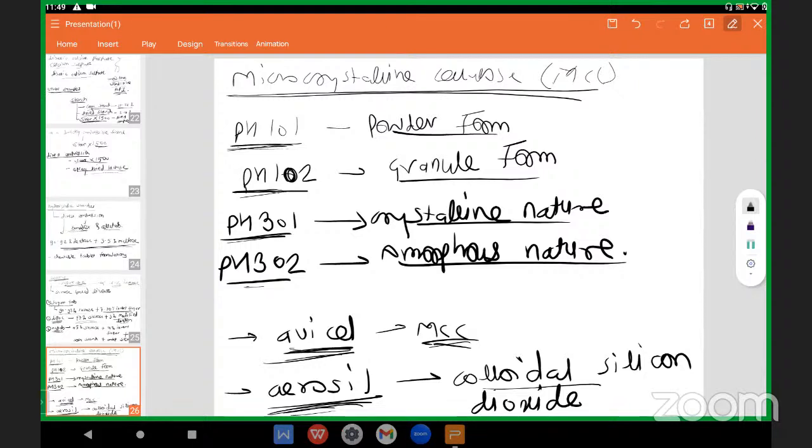Okay, what is the category pH 101? It is a powder form. If you see the 102, it is a granule form. Okay, 301, if you see the nature is crystalline, and 302 is amorphous. Okay, clear this point?